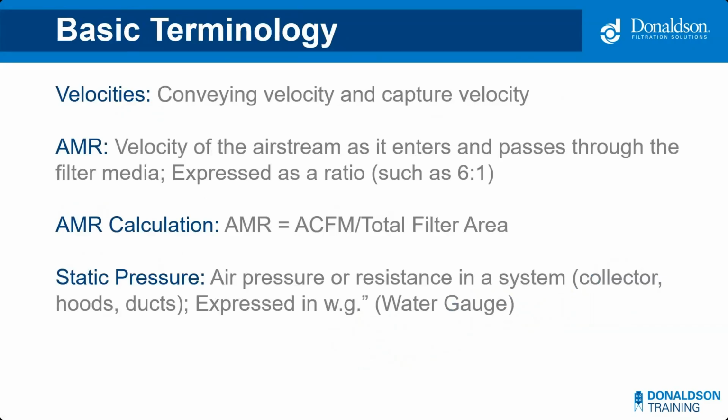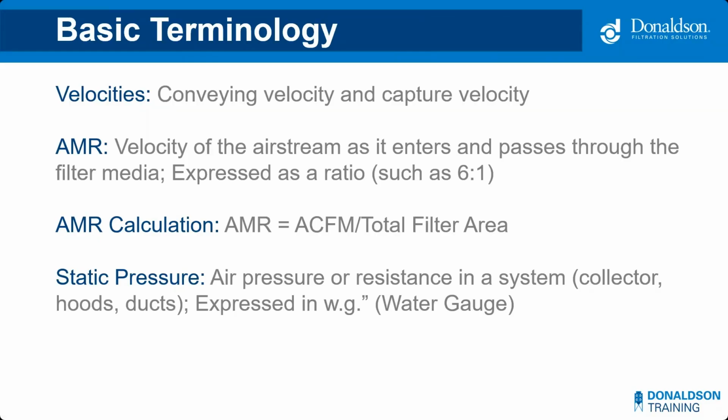All right, a few more basic terms to review quickly for those of you who are new to dust collection. We'll talk about a few different types of velocities in this presentation, such as duct velocity or conveying velocity, which is the speed of air flowing through the duct. Capture velocity is the speed of air at the hood, and it's measured in feet per minute. Another type of velocity is the air to media ratio, or AMR. And this is the velocity of the airstream as it enters and passes through your filter media. Sometimes it's referred to as filtration velocity, air to cloth ratio.